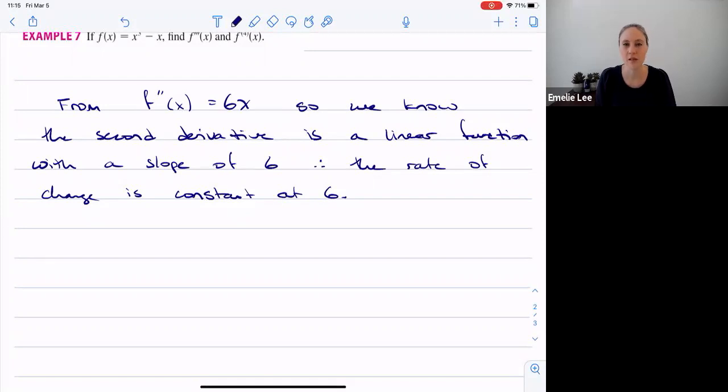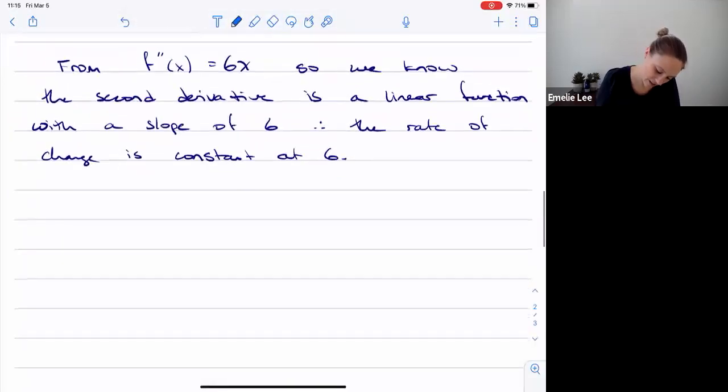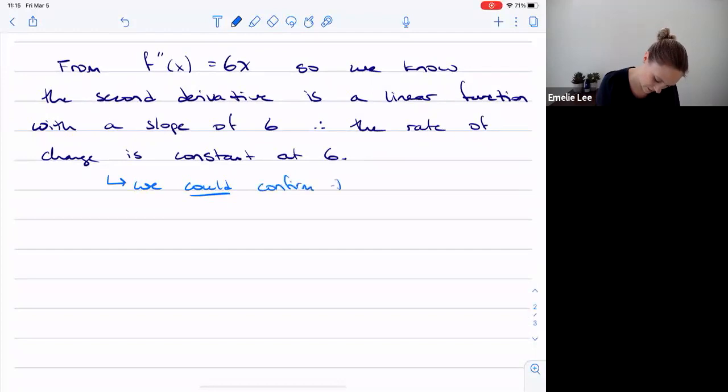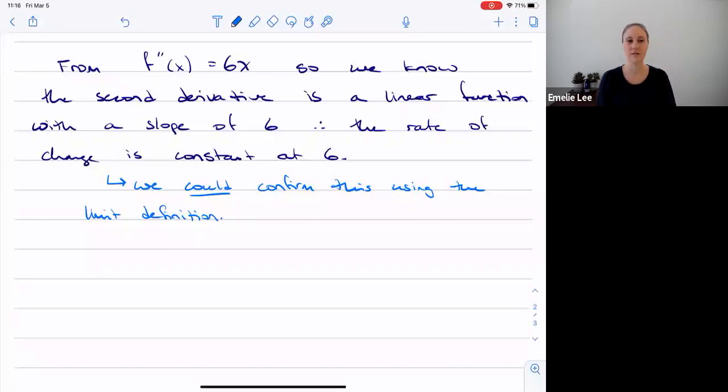Of course, we could confirm this using the limit definition of the derivative. But how about you just take my word for it? And I think it feels pretty reasonable.